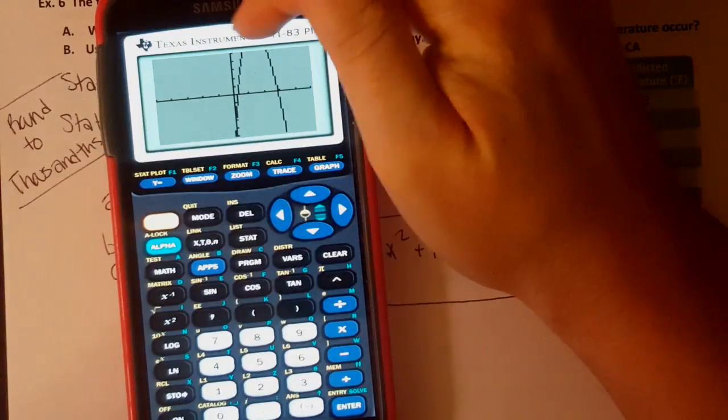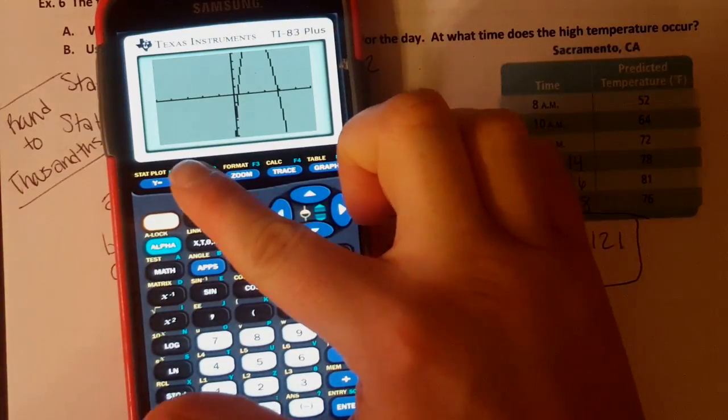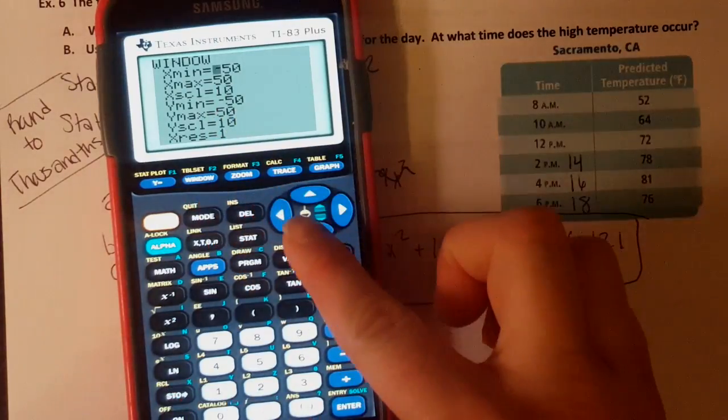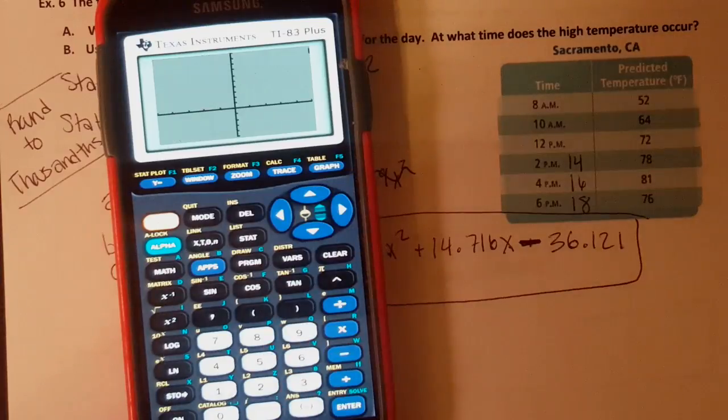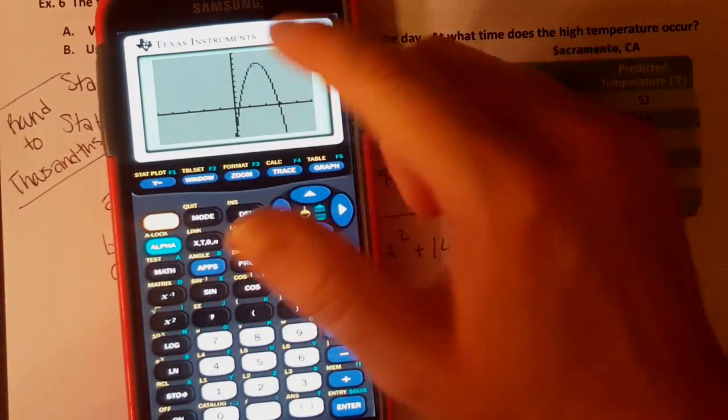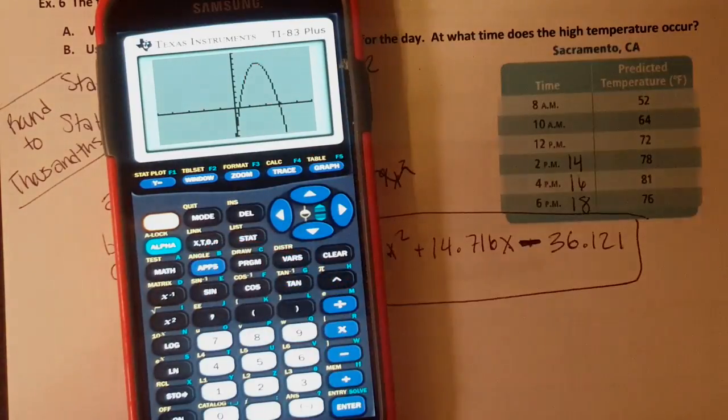So I need to get higher up on the y-axis, so I need to adjust my y maximum. So go back to Window, and my y maximum needs to be higher. I'm going to take it up to 100, see if that shows it all. Good, so I changed the y maximum to 100. See how I can see that max?